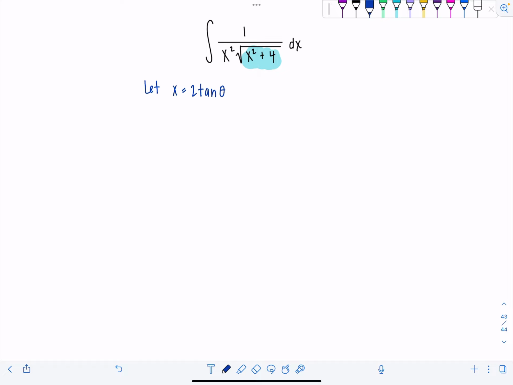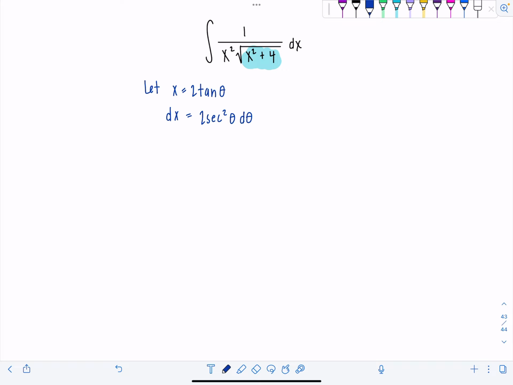And remember, we restrict theta to be between negative pi over 2 and pi over 2 when we make this substitution. You don't have to write that out, but just keep it in mind. And then that would mean dx is equal to 2 secant squared theta d theta.